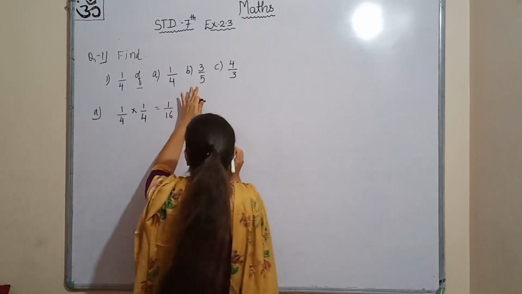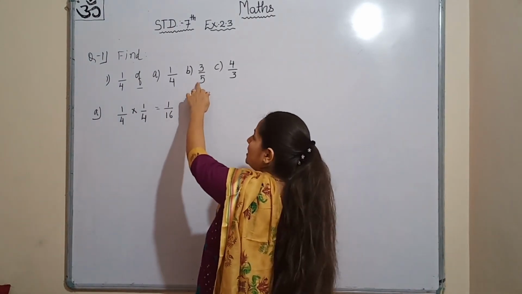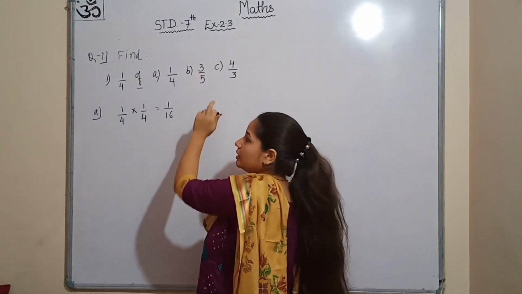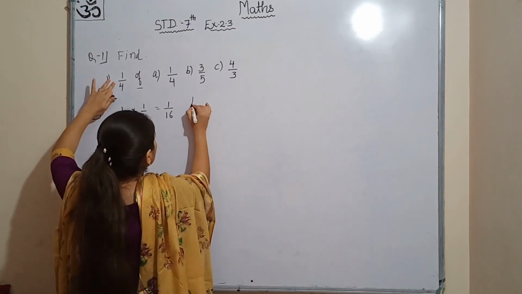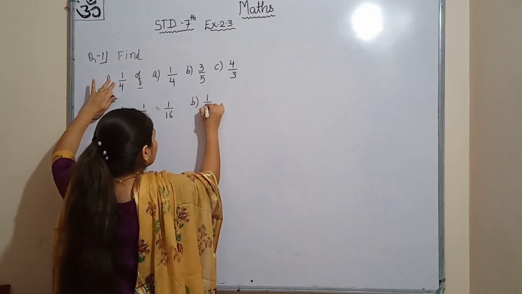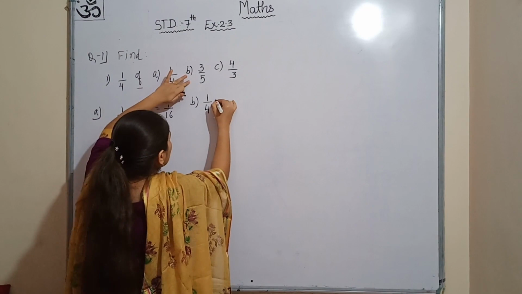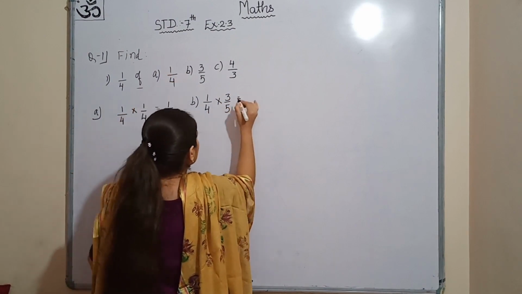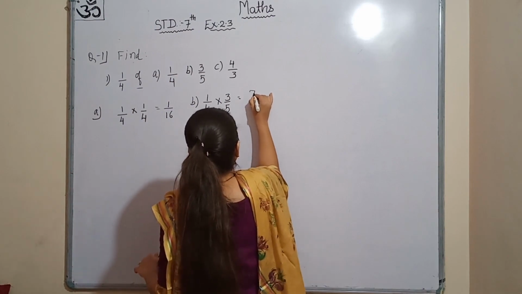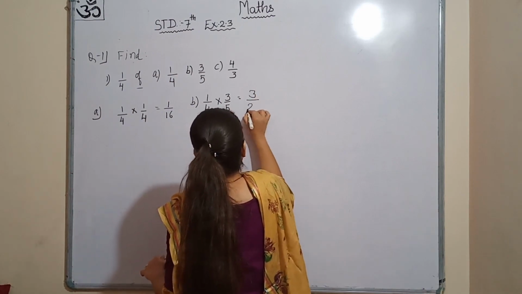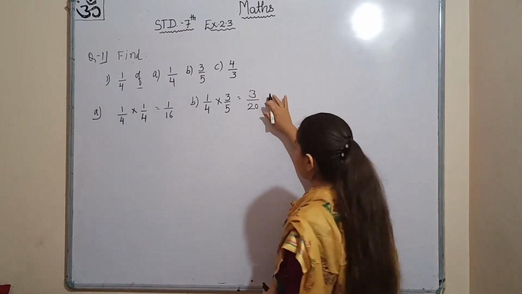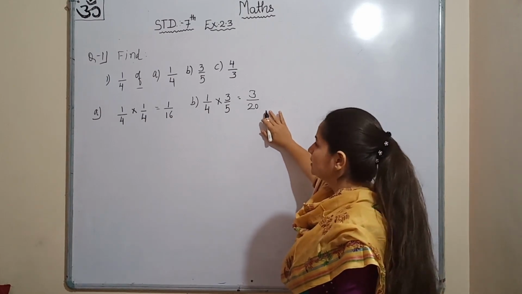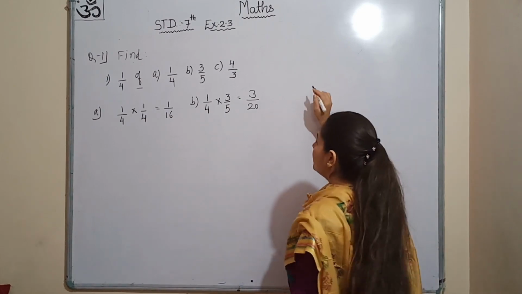Now the next one, that is part B. Part B is 3 upon 5. So what you will do? 1 upon 4 will be multiplied by 3 upon 5. 1 3s are 3, 4 5s are 20. So 3 upon 20 is the answer for part B. Now part C.